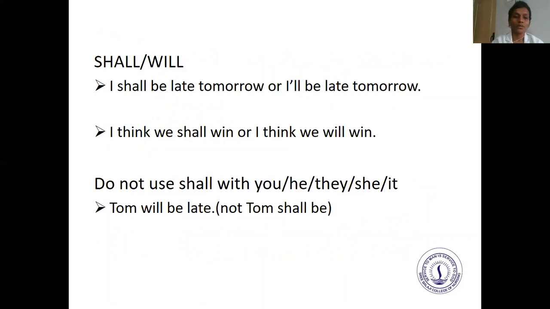And shall or will: I shall be late tomorrow or I'll be late tomorrow. I think we shall win or I think we will win. And the rule to use shall: do not use shall with the subject you, he, she, they, it. You can say Tom will be late, and it is not Tom shall be late. So don't use shall with you, he, they, she, it.